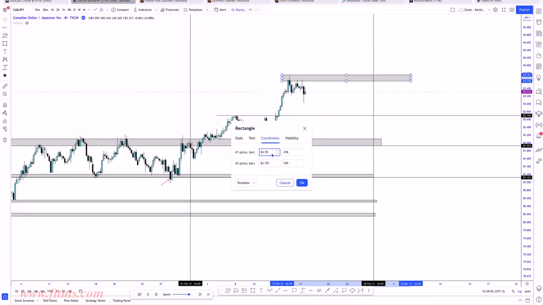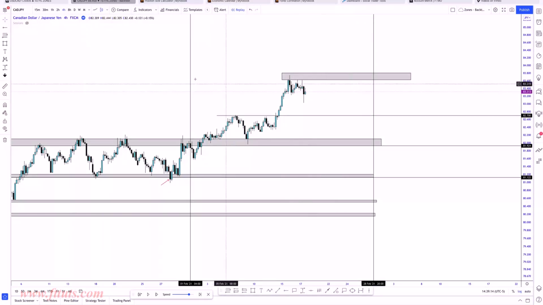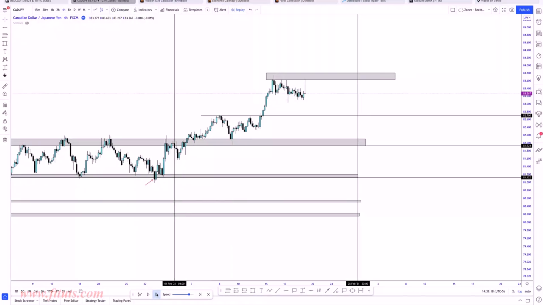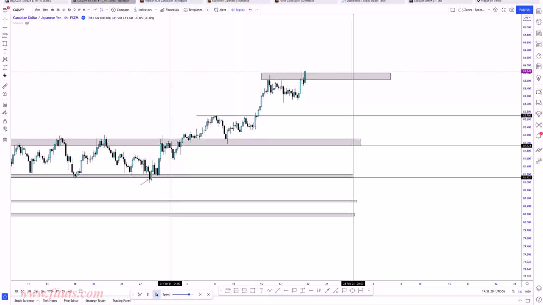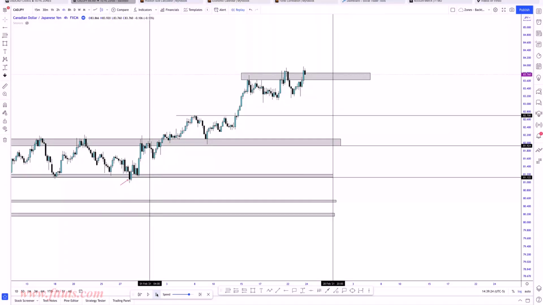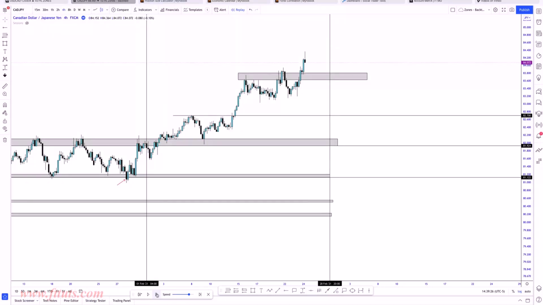A36, whoops, 625, and A3750. Let's see what A38 looks like. Perfect. So price is respecting here. So we're either going to break above this, or we're going to respect it and go lower. Price is pushing up, break above, fake out, come back below, break above, test.